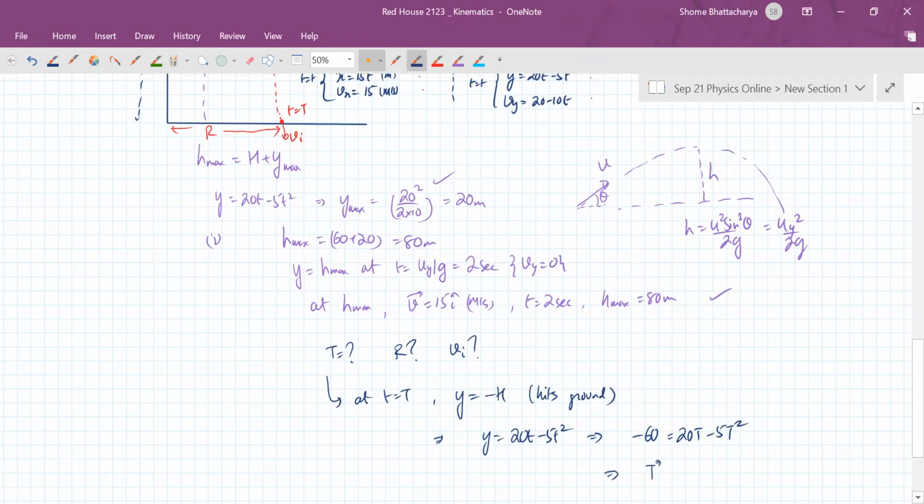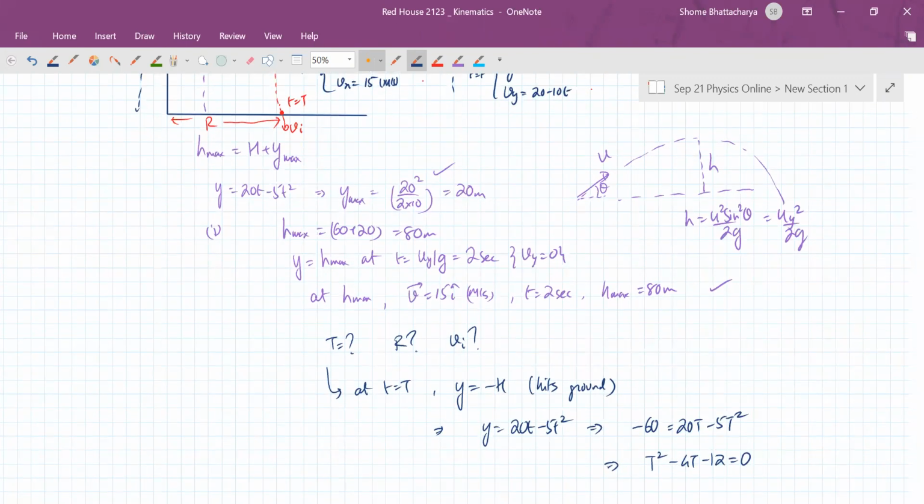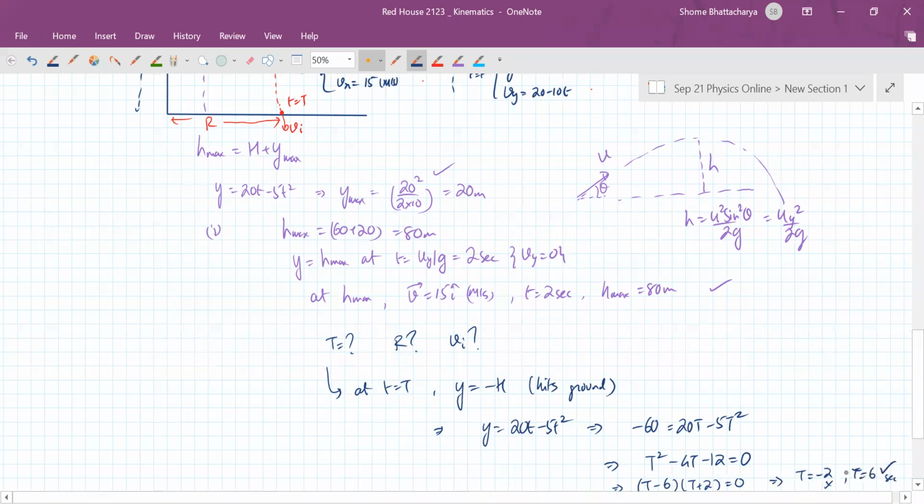So you can just divide it by 5 and make it like this. So you can see this has two roots. One is 6 and one is minus 2. So minus 2 will not be applicable. This will be the correct one. So 6 seconds is the total time of the flight.